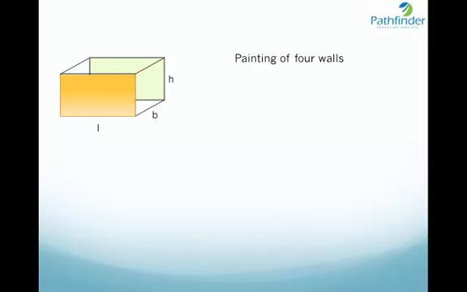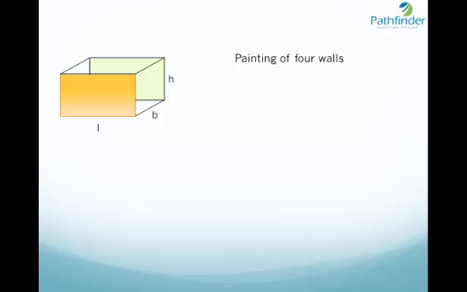Now, what do we mean by painting four walls? Sometimes in questions you are asked not the surface area of the cuboid, but you are asked the area required for painting of four walls. So in this case, we only need to consider the surface area of four faces, which are the four vertical faces of a cuboid, ignoring the floor as well as the ceiling.